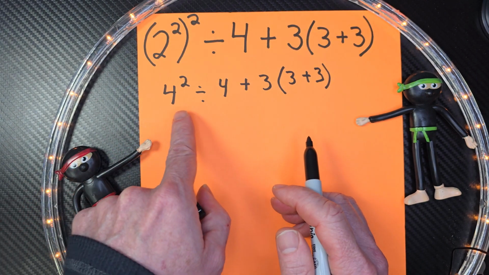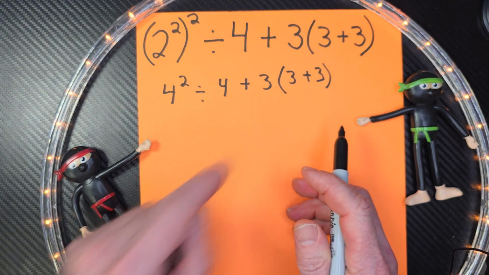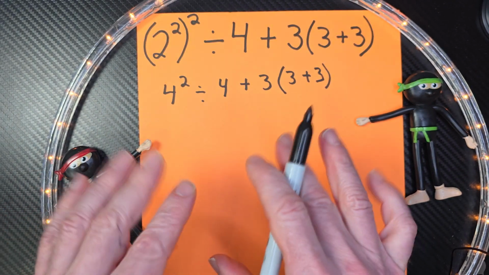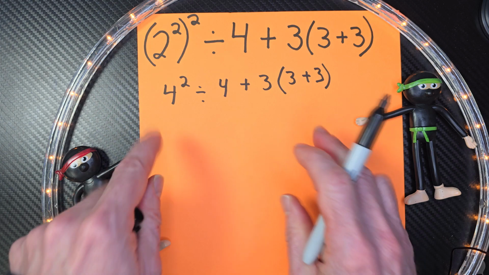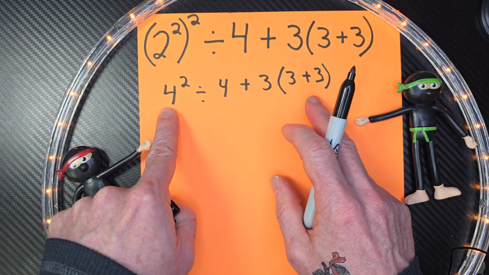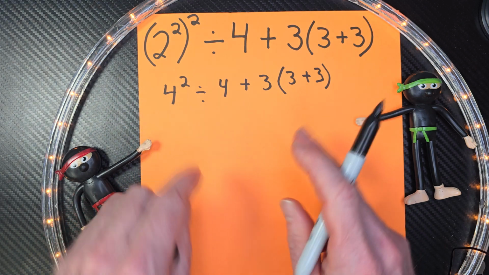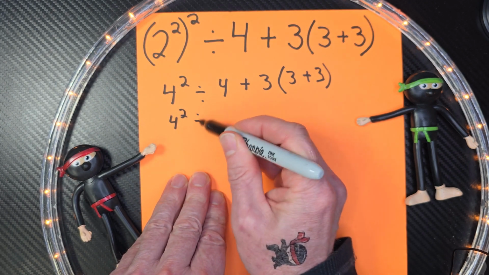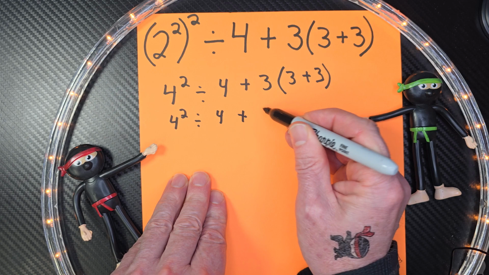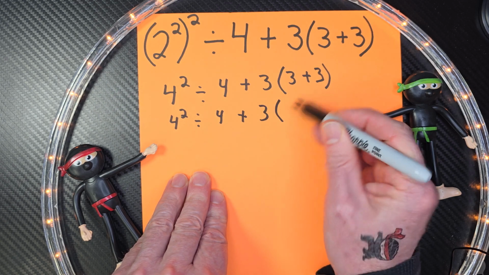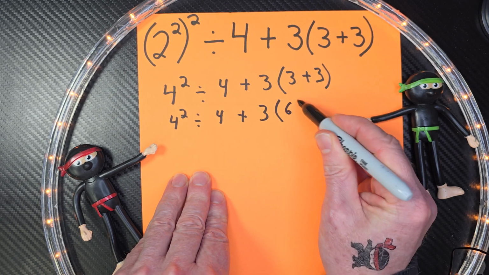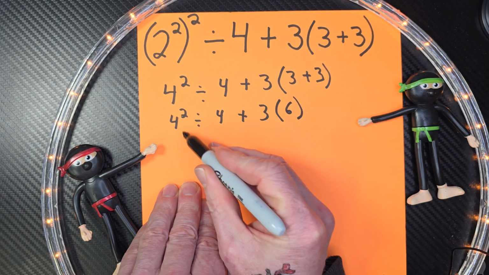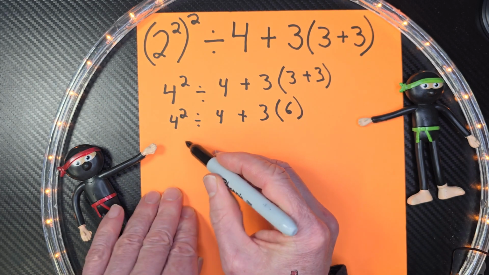So our next step would be, we can do parentheses, and as you advance and get into this more, you might be able to do 2 steps at the same time. But for right now, I just want to be consistent, all right? So I'm going to do 4 to the second power divided by 4 plus 3, and then 3 plus 3 equals 6. All right, now we got to do exponents.